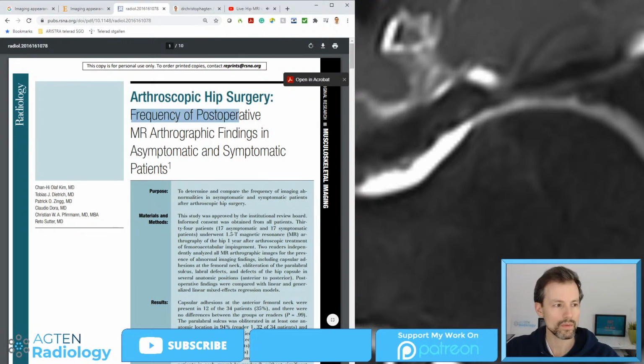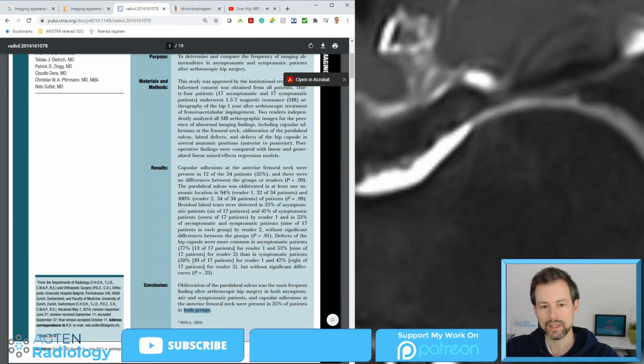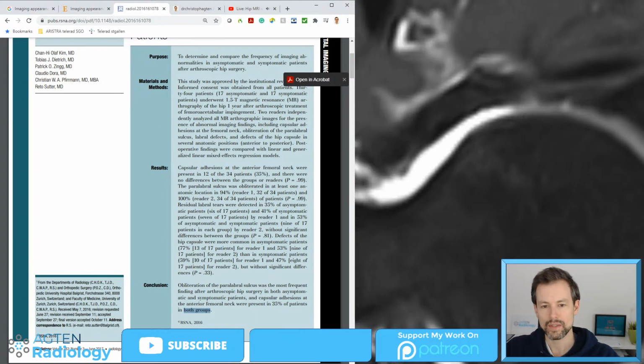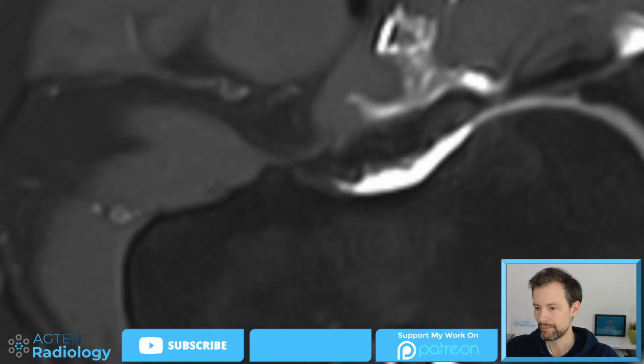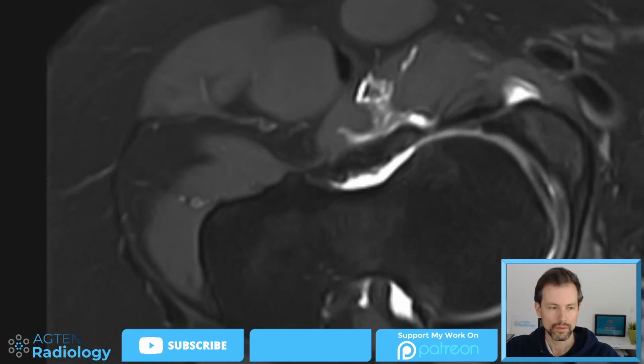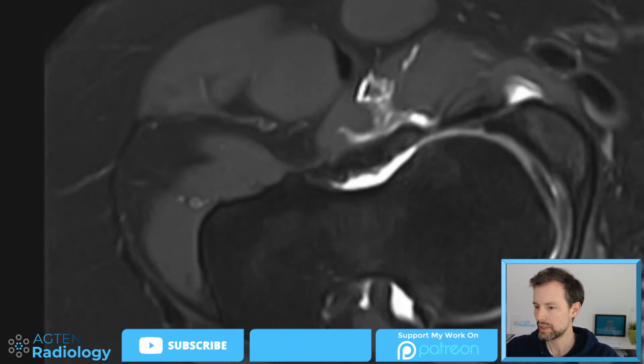So they looked for the frequency of this kind of adhesions. And if you look here, capsular adhesions at the anterior femoral neck were present in one third of the patients in both groups, symptomatic and asymptomatic. So you will be seeing small adhesions here in this area quite frequently. All right. So that's that. Now going back to the report, see what they did.